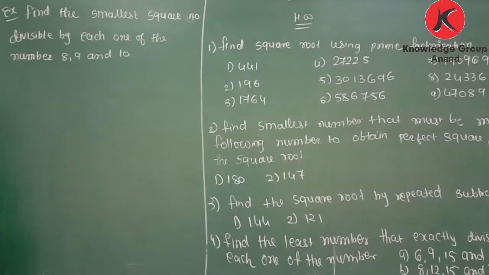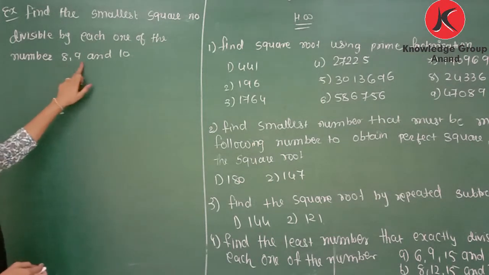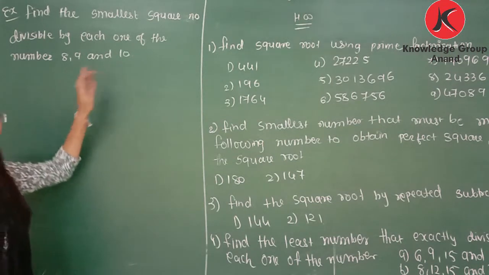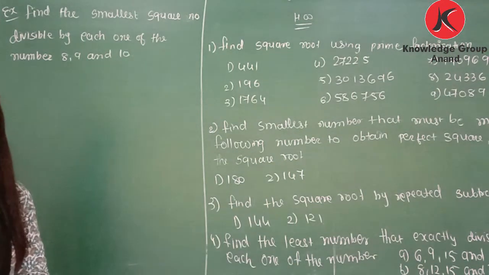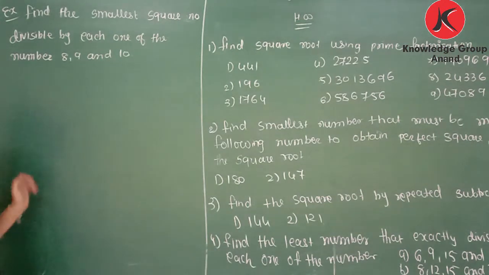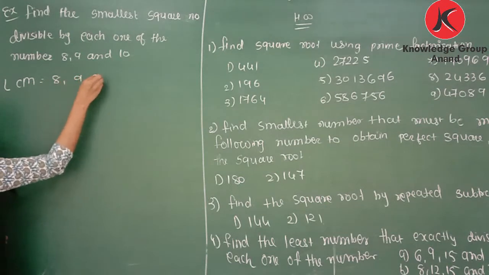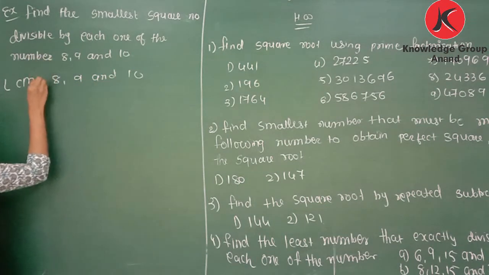Now next example, find the smallest square number divisible by each one of the numbers 8, 9 and 10. So here you need to find the smallest number that is divisible by 8, 9 and 10. First of all, we find the number that is divisible by 8, 9 and 10, then check whether it is a perfect square or not. How can we find the smallest number divisible by 8, 9 and 10? If we find the LCM of 8, 9 and 10. So let's find the LCM.